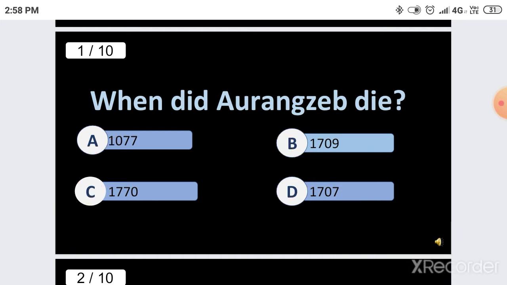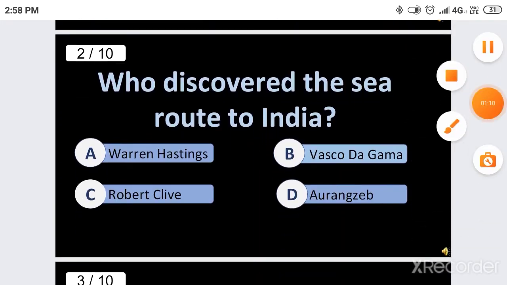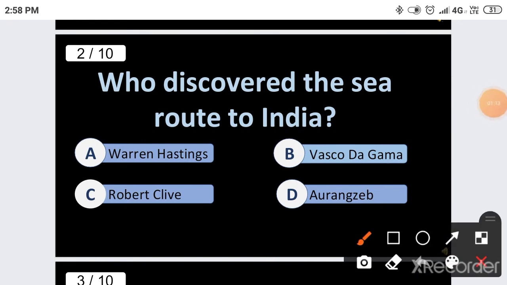Moving to the next slide: who discovered the sea route to India? If you remember, there was a Portuguese explorer who discovered the sea route to India. Aurangzeb was Mughal, so it's a wrong answer. Warren Hastings, British. Robert Clive, British. So the remaining one, Vasco da Gama, is the right answer.